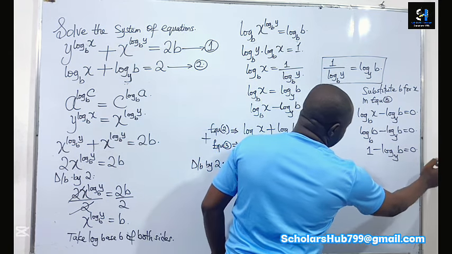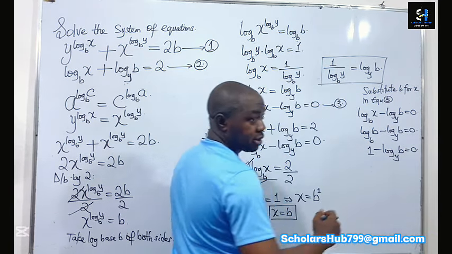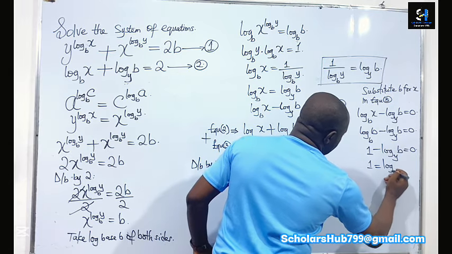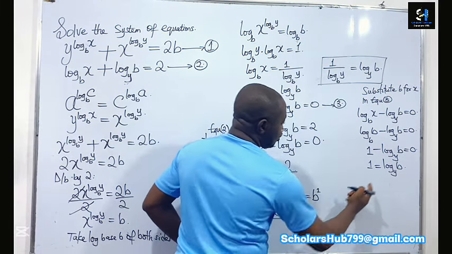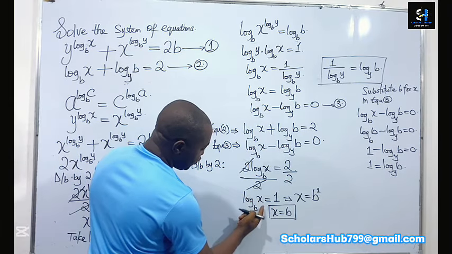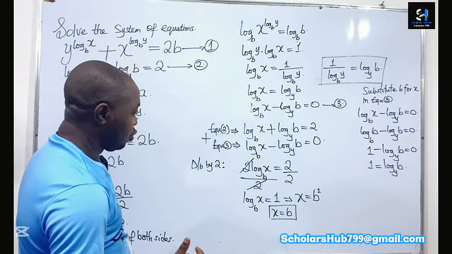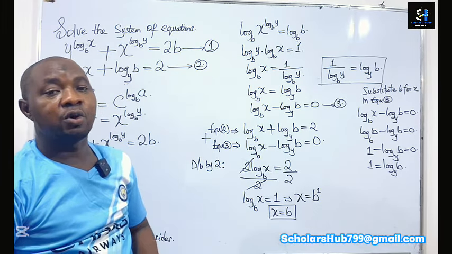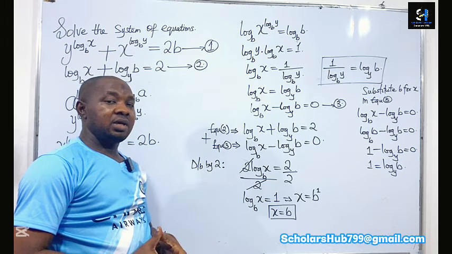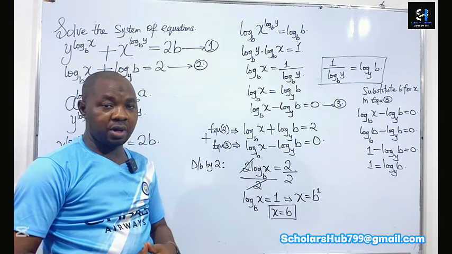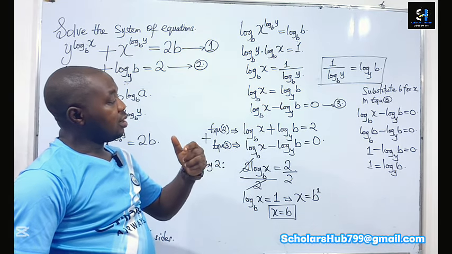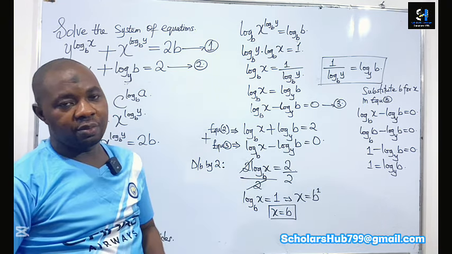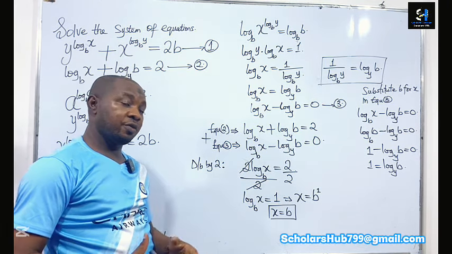So I'm going to take this to the right hand side, and when it gets to the other side, it becomes positive. So that this will be 1 equals log base y of b. So I'm going to use the same property I used here. That is one of the properties of logarithms, which is more like the definition of logarithms. That is, the logarithm to base a of a number is the power to which the base must be raised to express that number.